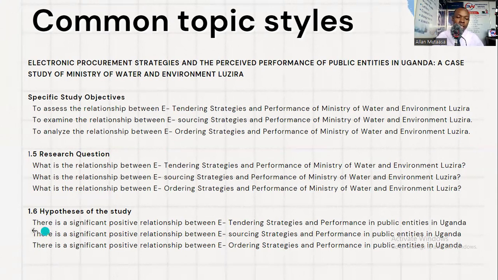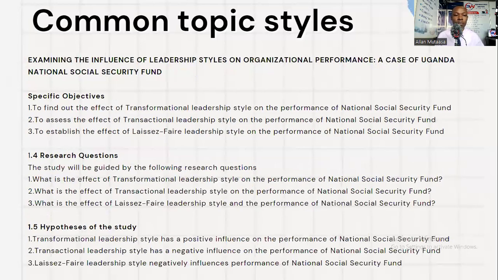So when we come to our hypothesis, here we can choose to either have an alternative hypothesis or a null hypothesis. So in a hypothesis, we shall say there is a significant positive relationship between e-tendering and performance. So that is an alternative hypothesis, because as a researcher, we think that there is a significant relationship between e-tendering and performance. So when we do the study, we are going to either prove or refute the hypothesis. We shall either find out if the hypothesis is true or it is not true.